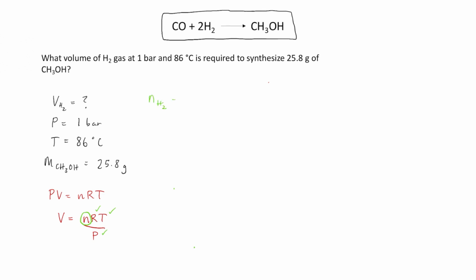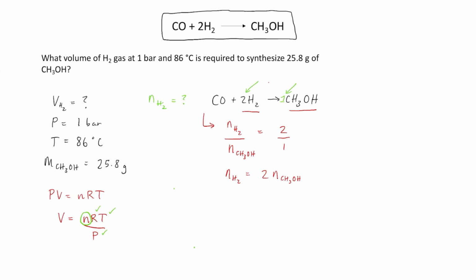How do we find the number of moles of hydrogen gas? Well, let's look at our chemical equation. We need to find the relationship between hydrogen and methanol, and we can do that by setting up a molar ratio. So I write the number of moles of hydrogen over the number of moles of methanol is equal to 2/1. The 2 is from the coefficient in front of hydrogen. The 1 is from the coefficient in front of methanol. And when we rearrange this to isolate for the number of moles of hydrogen, we can see that the number of moles of hydrogen is equal to 2 times the number of moles of methanol.